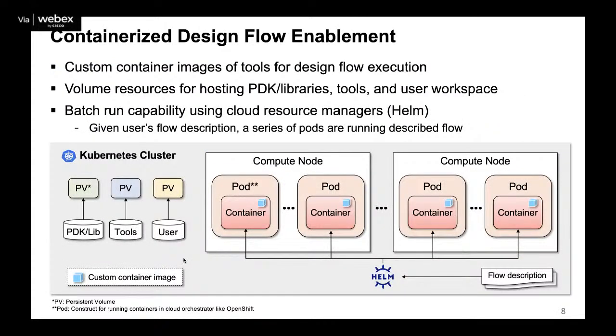For the first item, this diagram shows a brief architecture of our containerized design flow. As I mentioned earlier, design flow involves multiple steps and tools, and individual tools have different requirements and dependent libraries. For example, Cadence Genus for logic synthesis has its own requirements and dependent libraries. Also, Synopsys IC Compiler for PNR has its own requirements and dependent libraries. So we created a custom container image, which can be executed with the various EDA tools used in our design flow that I showed on the earlier slide.